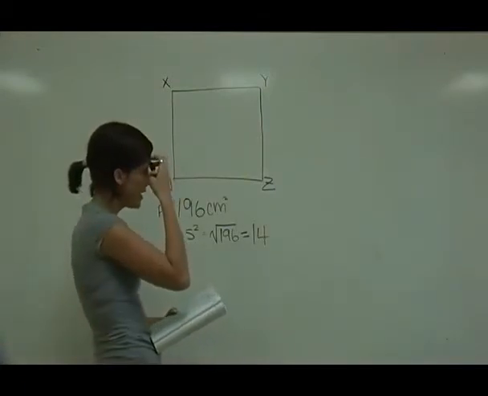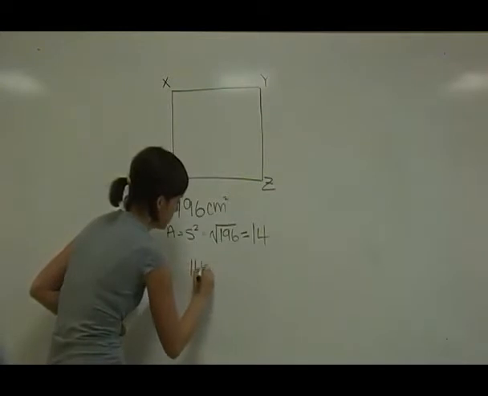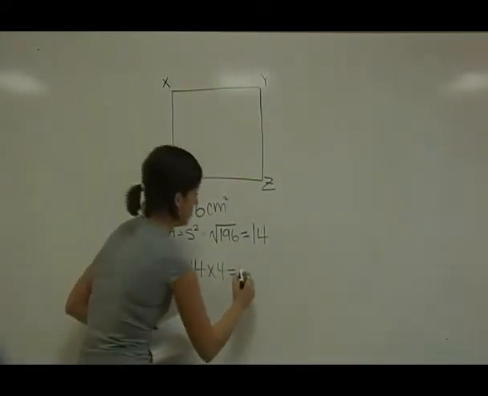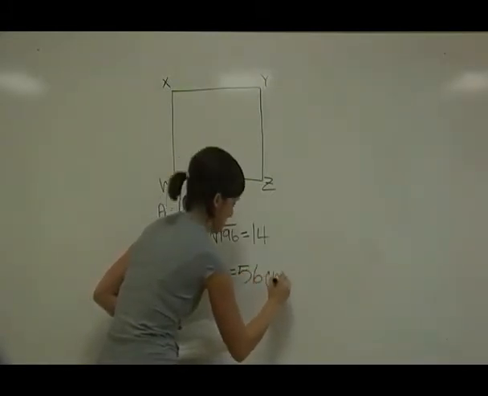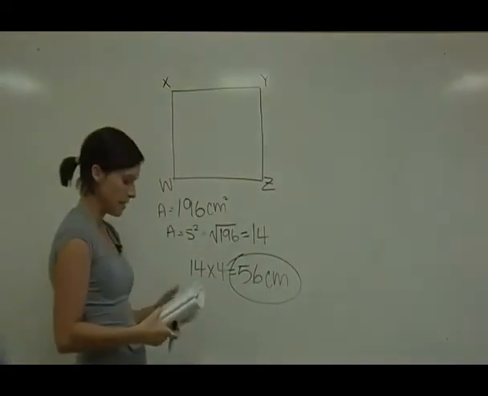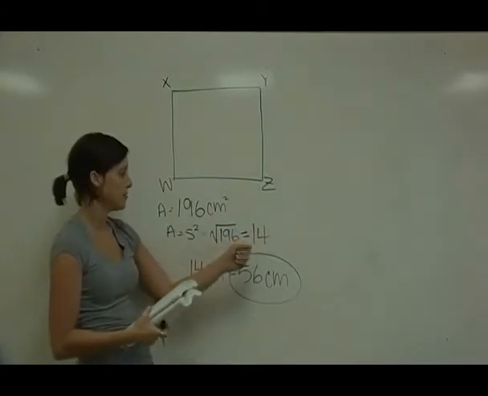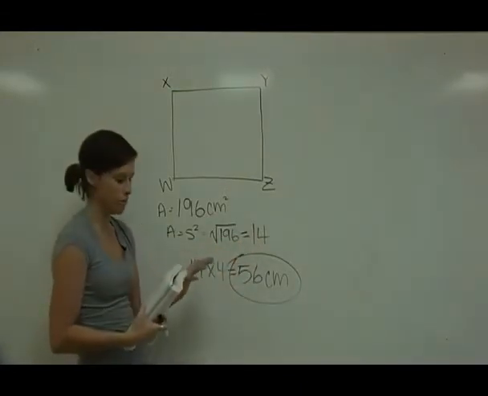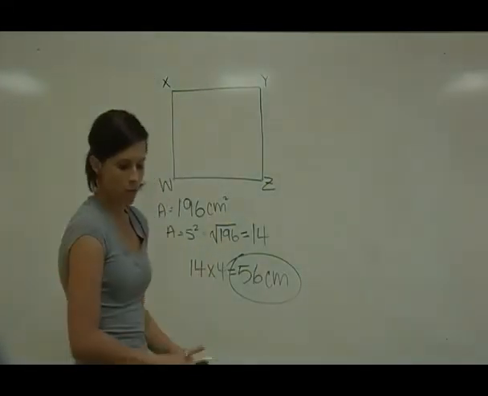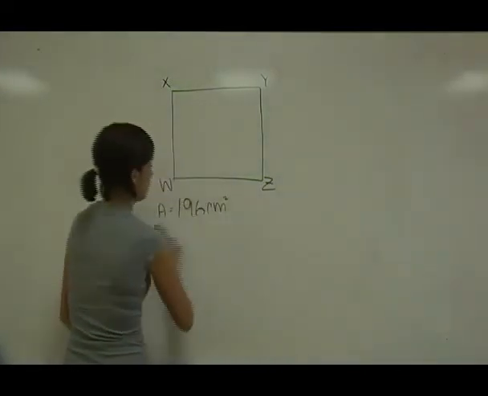The perimeter, again, is just the sum of all the sides. So you would do 14 times 4, since there's 4 sides, and you would get 56 centimeters. So your perimeter would be 56 centimeters. So sometimes they give you your area and they want you to find perimeter, but knowing your formulas and plugging them in, you can easily find what they're asking for. So let's move on to our last problem, which is 18, which also deals with perimeter. So that way you'll know exactly how to do a perimeter problem.